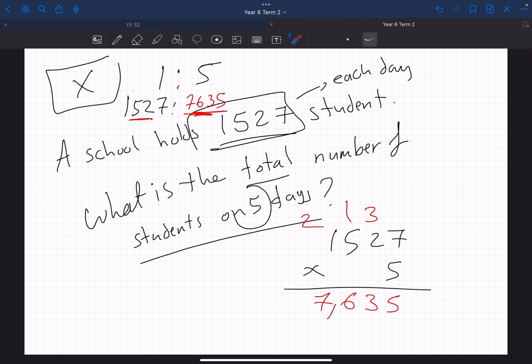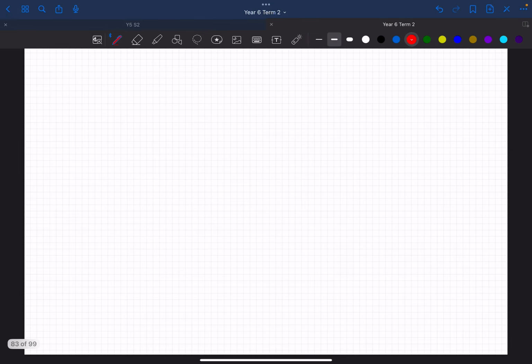If I told you another way, okay, the number of students on 5 days is 7,635. How many students in one day? Divide, of course. One day is less, so we're gonna divide. Think of it this way. Understand the word problem in front of you. Hopefully you understand me.